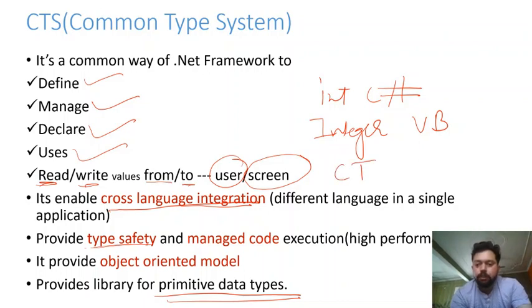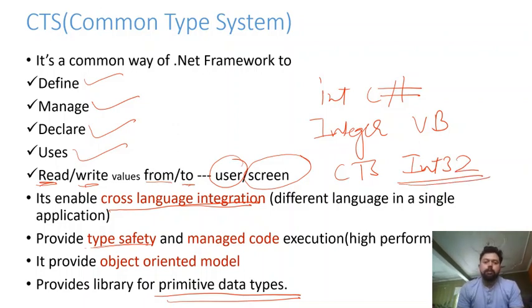In CTS, this data type is called Int32, a predefined structure. So in the common type system, both int and Integer are called Int32, and that's why it is called the common type system. Whichever language you use, in CTS we call it Int32, and for other data types we have other primitive data types.